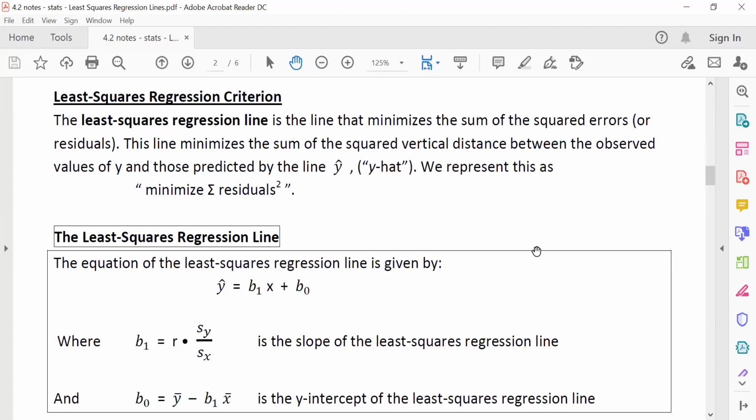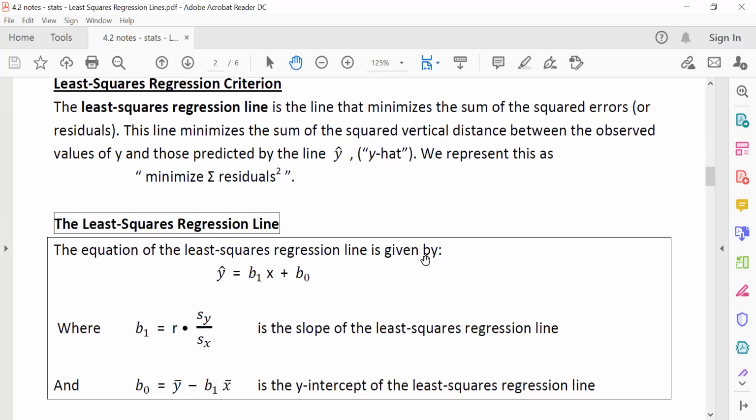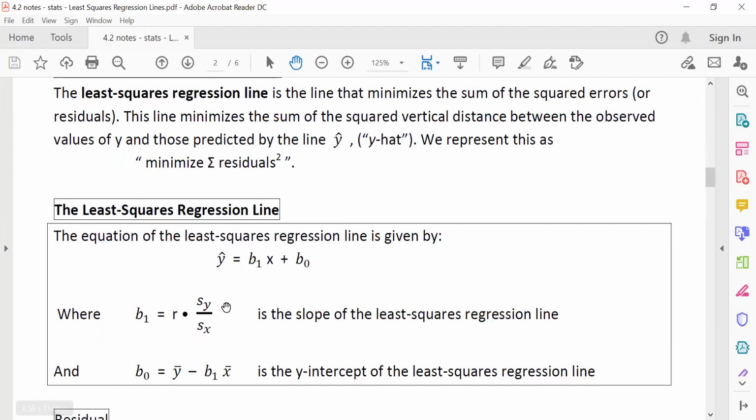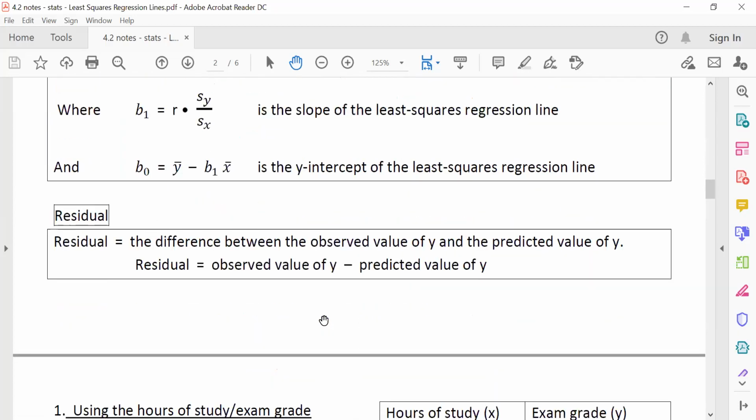So that's kind of the difference. Oh, look at all this nasty business. The least squares regression line is the line that minimizes the sum of squared errors or residuals. Are we going to do all this? Am I going to have you do this calculation? We have to calculate the R value, multiply by the standard deviation of the Y values divided by the... blah, blah, blah. Hell no.